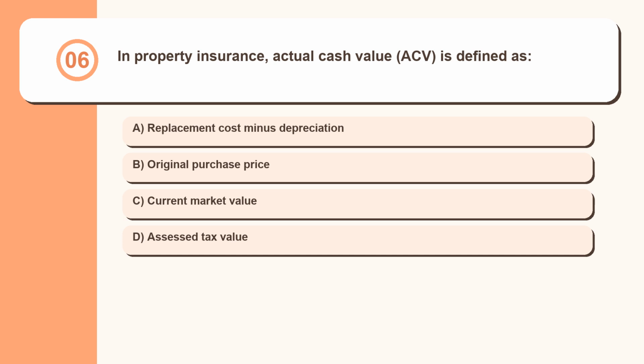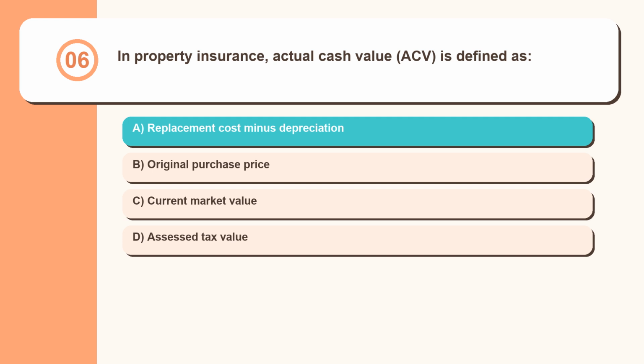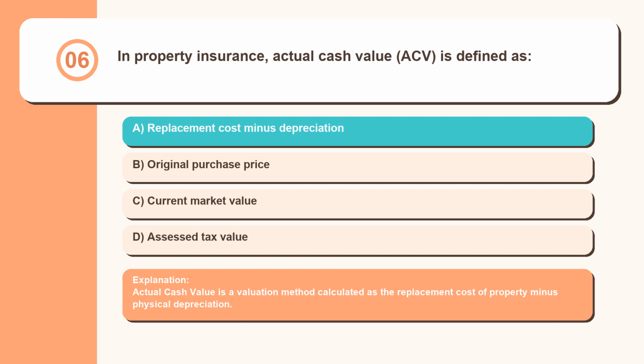Question 6. In property insurance, actual cash value, ACV, is defined as replacement cost minus depreciation, original purchase price, current market value, assessed tax value. Actual cash value is a valuation method calculated as the replacement cost of property minus physical depreciation.